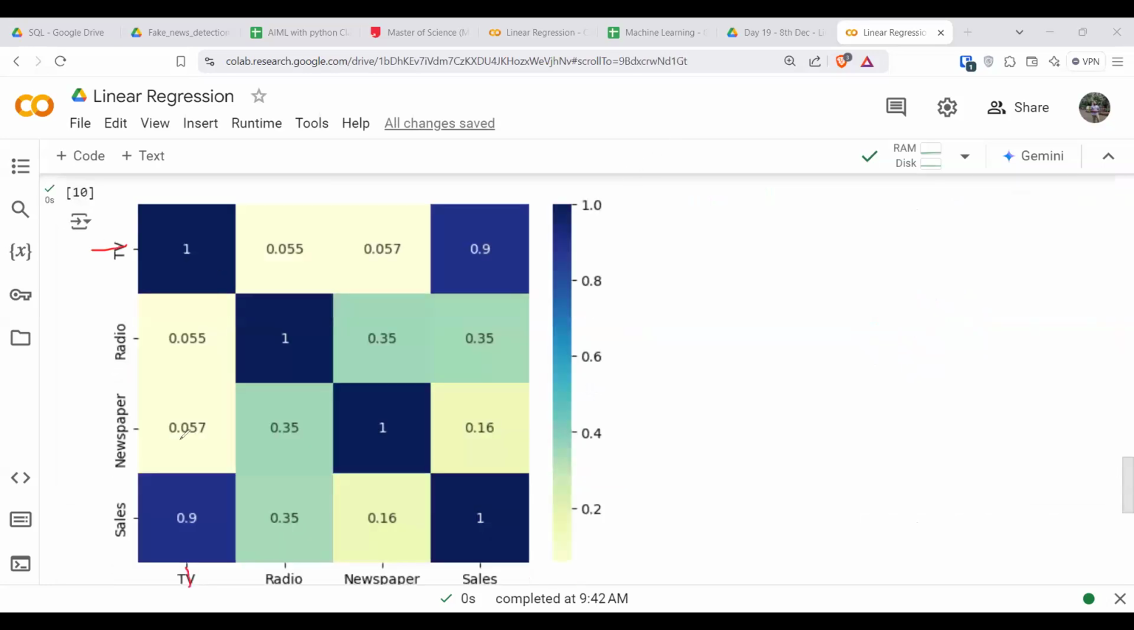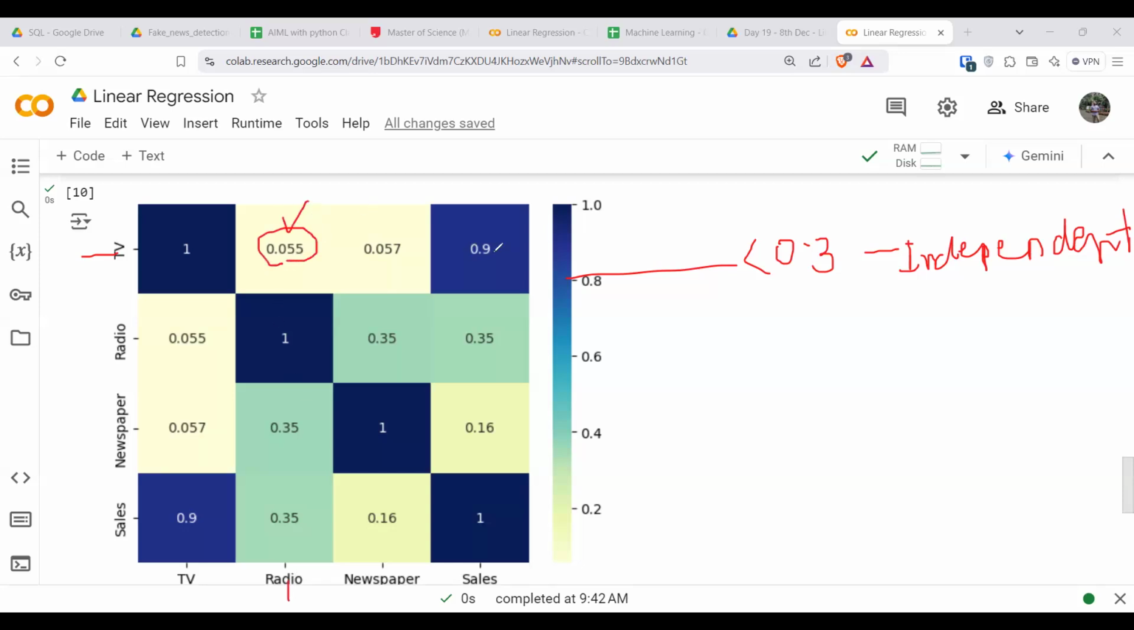The correlation between TV and TV is 1. Correlation between radio and radio is 1. Correlation between newspaper and TV is 0.057. Correlation between TV and newspaper is again the same thing. Correlation between radio and newspaper is 0.35, right? So this is your correlation. And as I told, it should always be less than 30% between independent variables with each other, in order to avoid multicollinearity in the data, right? So the correlation between TV and radio is this.